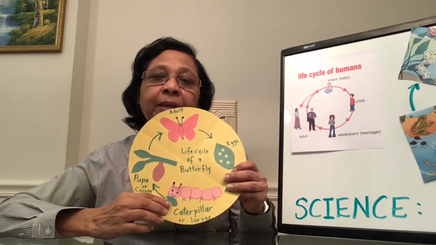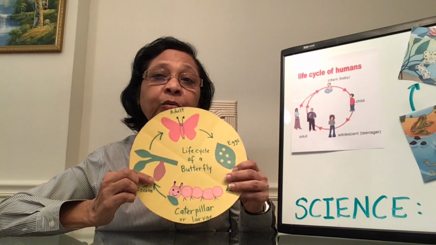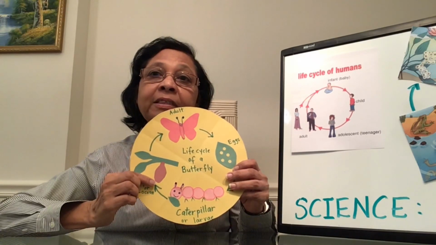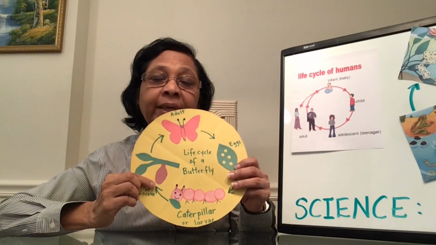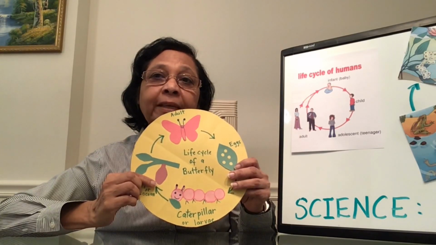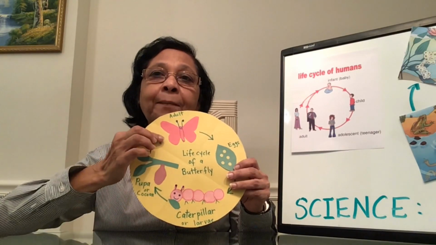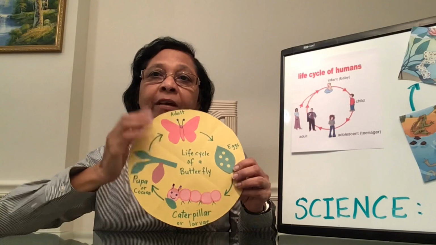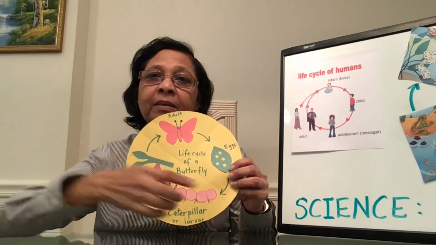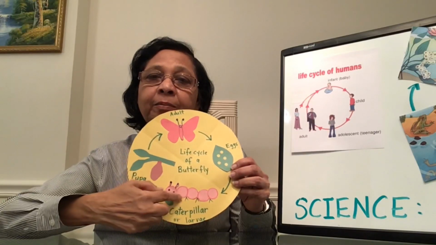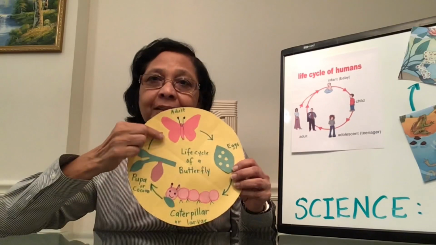So when the caterpillar has grown enough, then it goes into a cocoon. It curls up itself into this little sac and starts growing more body parts like wings. And when it's ready, the cocoon opens and out comes the butterfly. So there are 4 stages in the life cycle of the butterfly. Can you say them with me? The egg, the caterpillar, the pupa, and the adult.